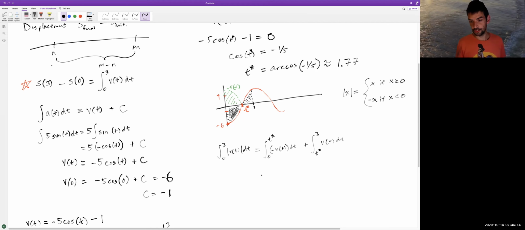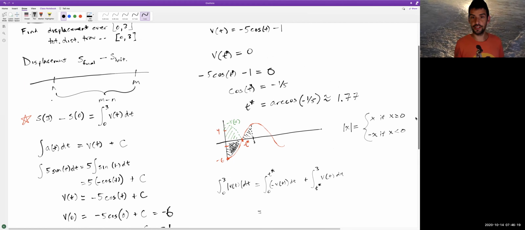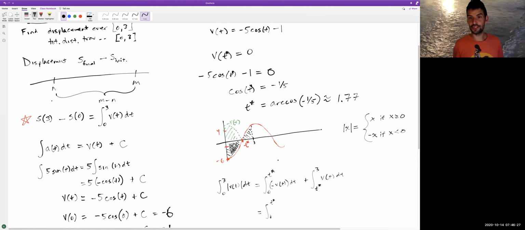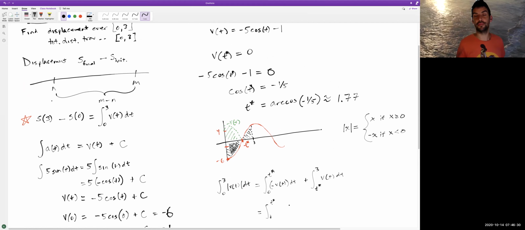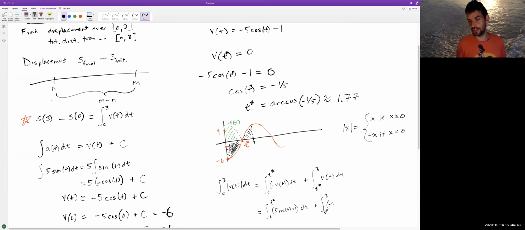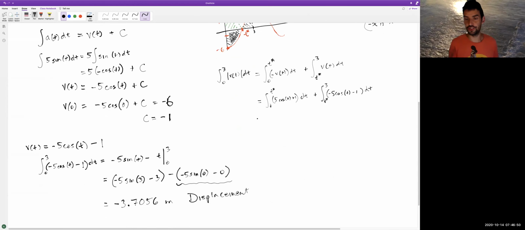All right. So what does this mean? So we've got v of t, let's pull that back on for a second: -5 cosine of t minus 1. So I'm going to have 0 to t star of, multiplying -5 cosine of t minus 1 times negative, so I'll get 5 cosine of t plus 1 dt, plus t star to 3 of -5 cosine of t minus 1 dt. All right, so now we have two integrals to take care of.